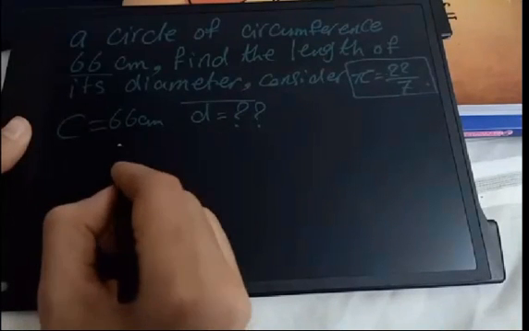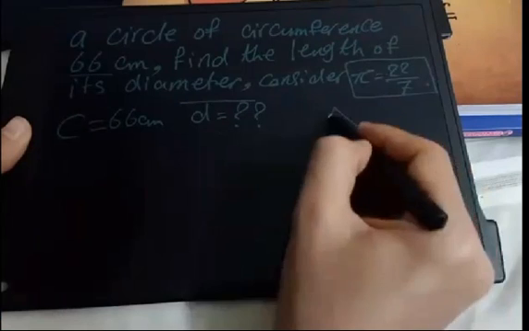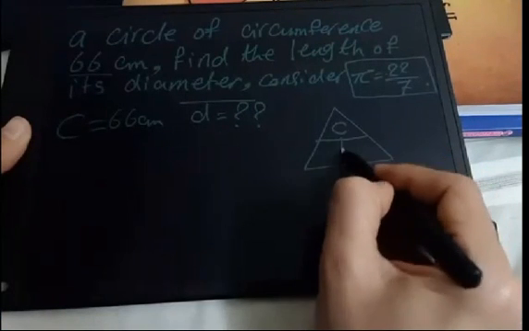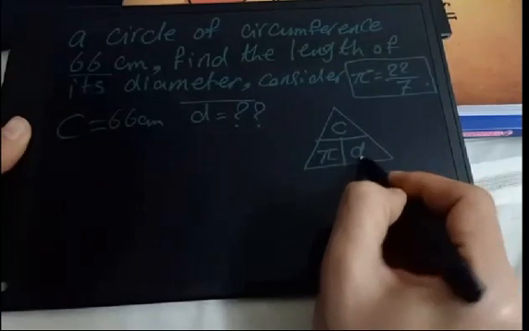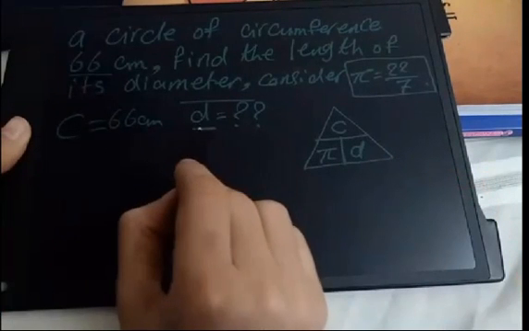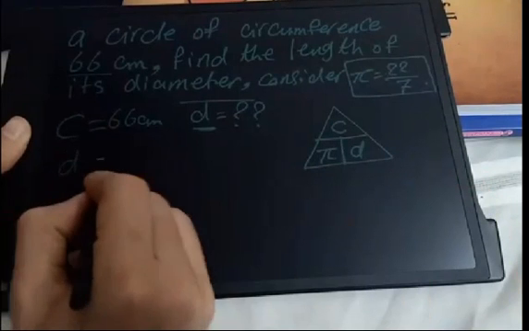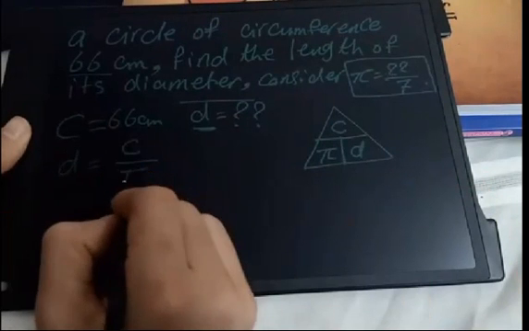So which rule can we use, Adham? It will be D equals C divided by pi. Yes, because the rule is like this: C equals pi times D. Because I'm asking about the diameter, we will use this rule. So like Adham said, D equals C over pi.